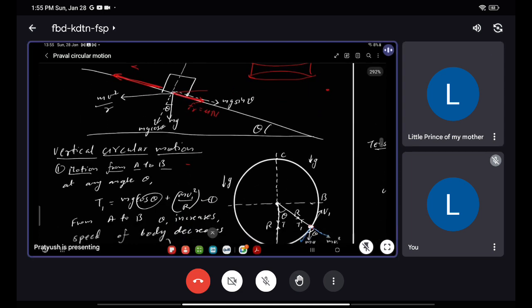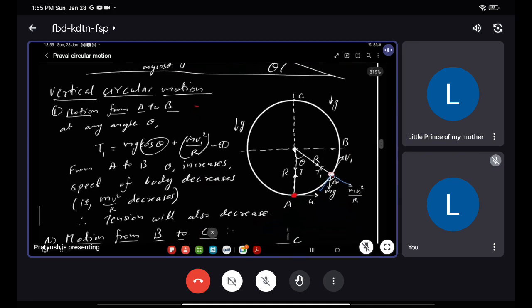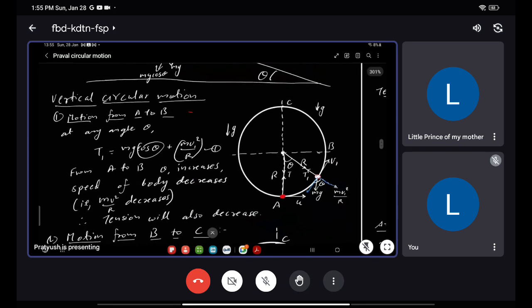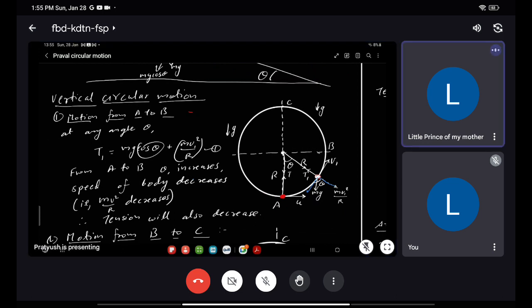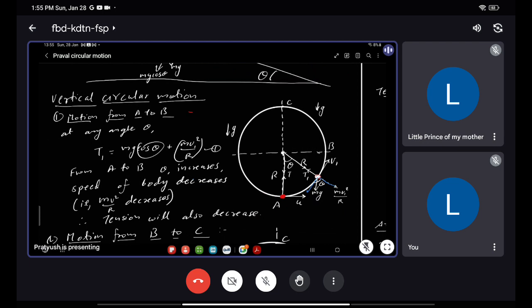Now next part is vertical circular motion. Vertical circular motion means we are present on the earth and we are trying to rotate this bob or pendulum in a full circle vertically. This bob is tied with a string, and we are trying to rotate it vertically. Then what will happen? At the topmost point, its tension will become very less.